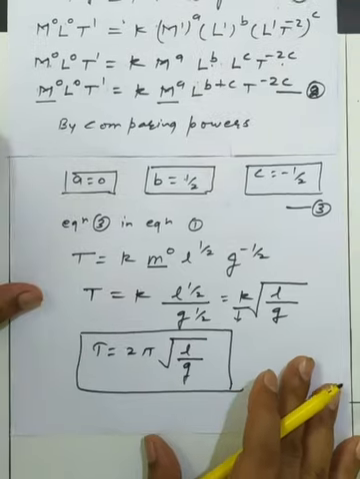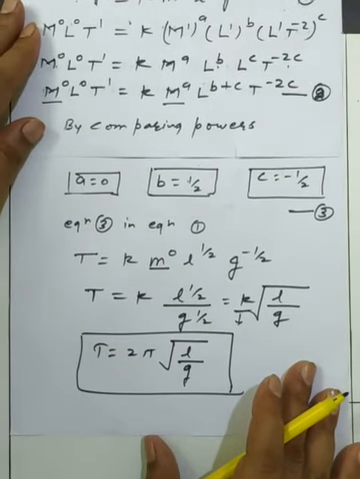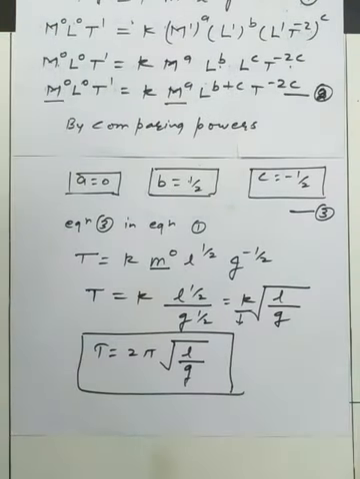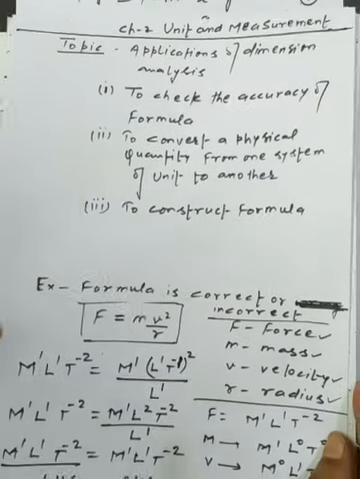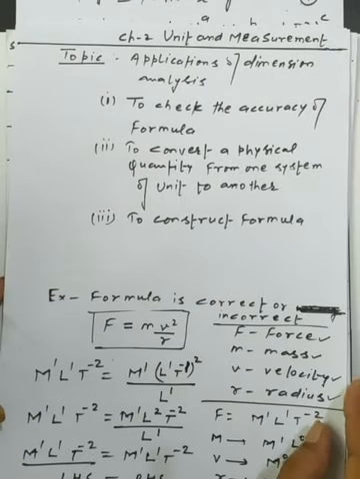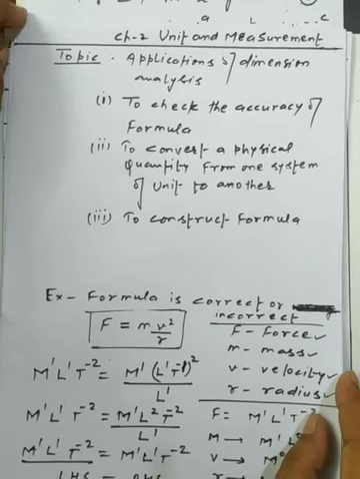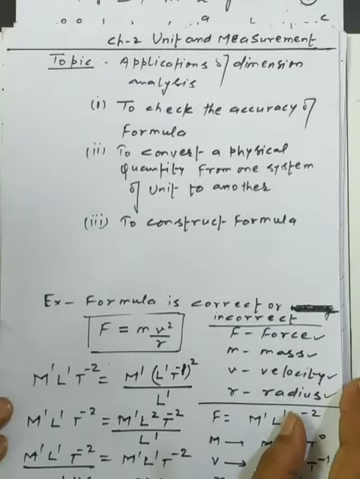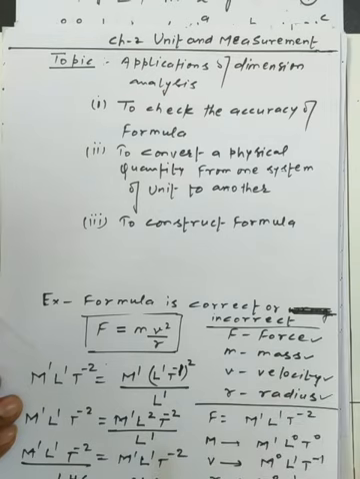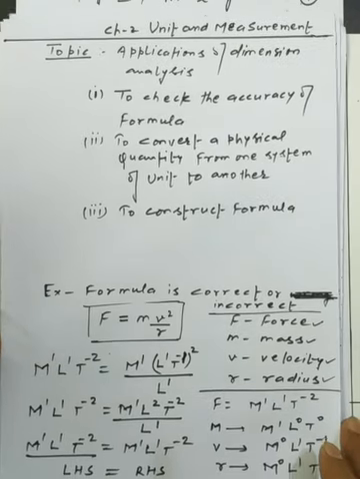Okay, so today we have discussed the very last topic, that is applications of dimension analysis. By the use of the concept of dimension, we have discussed three methods. First, the application of dimension analysis to check the accuracy of a formula. Second, a very simple exercise to convert a physical quantity from one system of units to another. And third, to construct the formula on behalf of the information of the dimensions.